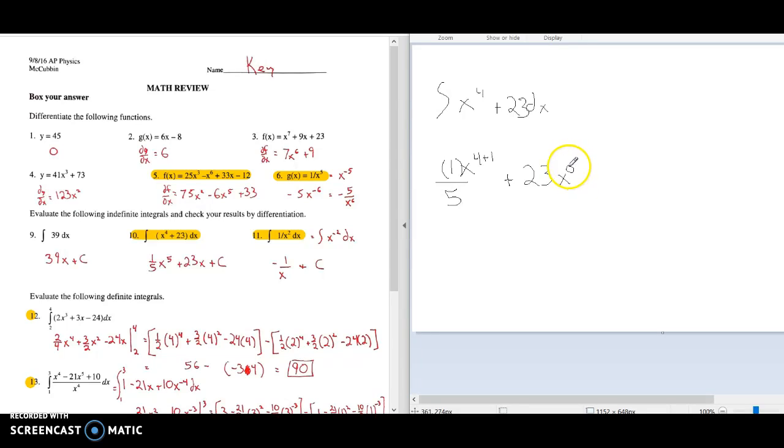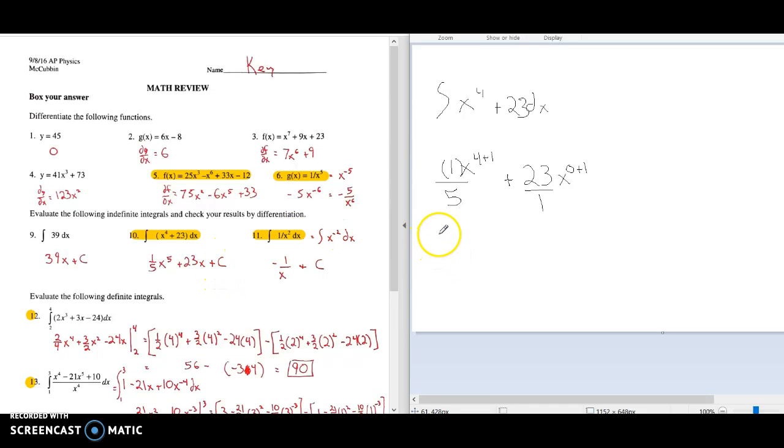Our exponent was 0, but now we're going to add 1. We take our new exponent, which is 1, and we divide that by 1. So if we were to simplify it, we would get 1/5 x to the 5th plus 23x. Now don't forget to add c, because when we take the derivative, the constant goes to 0. And when we take the integral, which is going backwards, the opposite of derivative, we don't know if there's a constant present, because taking the derivative of this, the constant would go to 0. So we add that just in case, and if you're given initial conditions, you can solve for that constant.